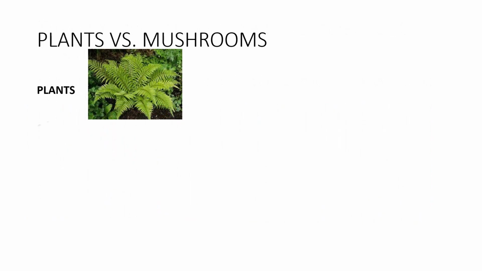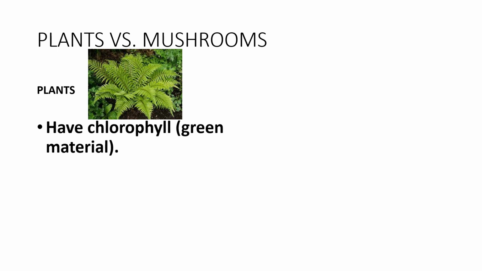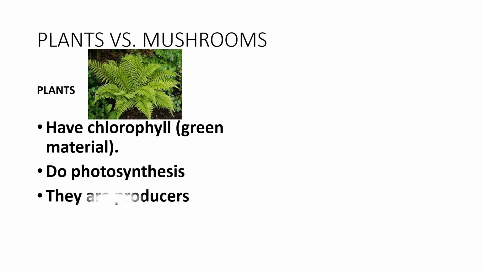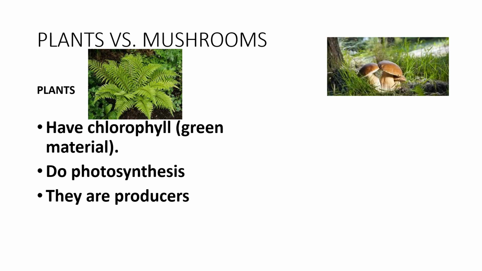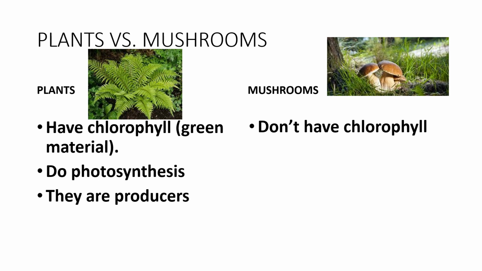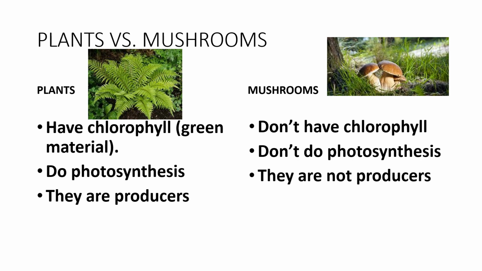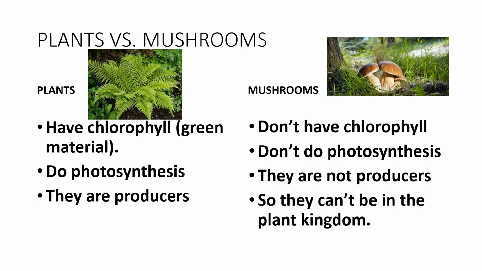So if we want to compare between plants and mushrooms, as you guys already know, plants have chlorophyll. They have the green material inside of their chloroplasts to help them trap sunlight. So they do photosynthesis and they're producers. That means they make their own food. They make their own sugar inside of their cells. Now, mushrooms, on the other hand, are obviously not green, so they don't have chlorophyll. That means they can't do photosynthesis, because without chlorophyll, it's impossible to do photosynthesis. And if they don't make their own food, they're not producers.